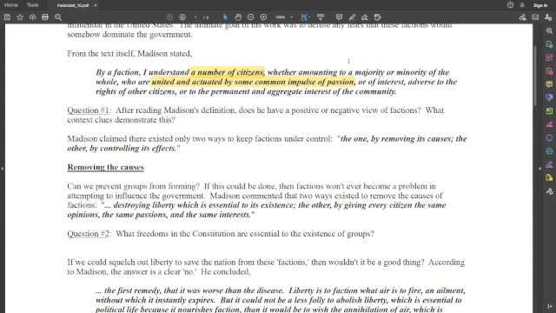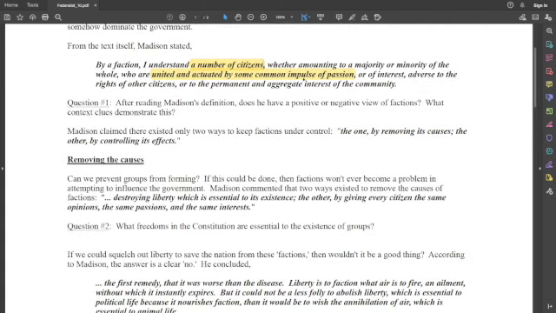Now, he says this is some type of group united and actuated by some common impulse adverse to the rights of other citizens or to the permanent and aggregate interest of the community. Meaning, what do these groups care about? Themselves. And who do they not care about? Other people. Adverse to the rights of other citizens of the community. Meaning, our issues are important, I don't care how this affects other people.